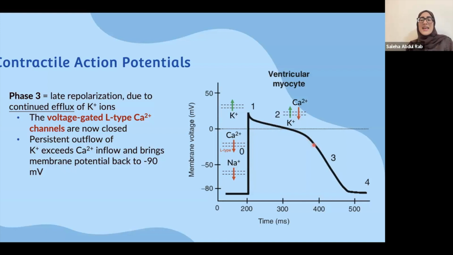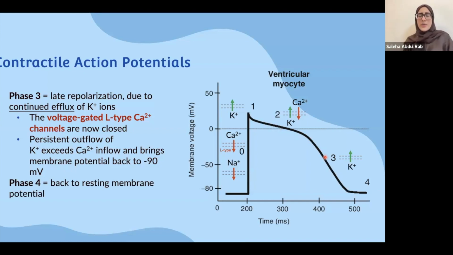So there's persistent outflow of potassium, which exceeds the calcium that was coming in. Also, the calcium channels are now closed, so the repolarization continues. And it goes down all the way to resting membrane potential. So a quick recap of everything.